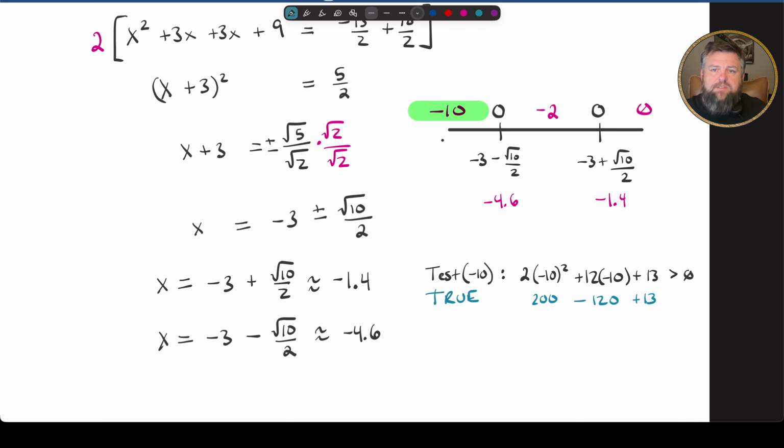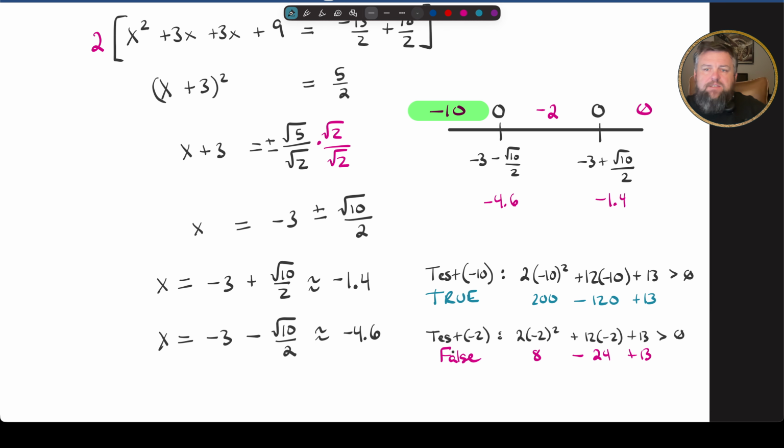Okay, then I'm going to test -2. So we're going to run 2 times -2 squared plus 12 times -2 plus 13. Is that greater than 0? Well, I get -2 squared is 4, times 2, so that's 8. Then this is -24 plus 13. Okay, well, that's going to be -3. That's not more than 0, so this is false. So we're going to reject the middle region.